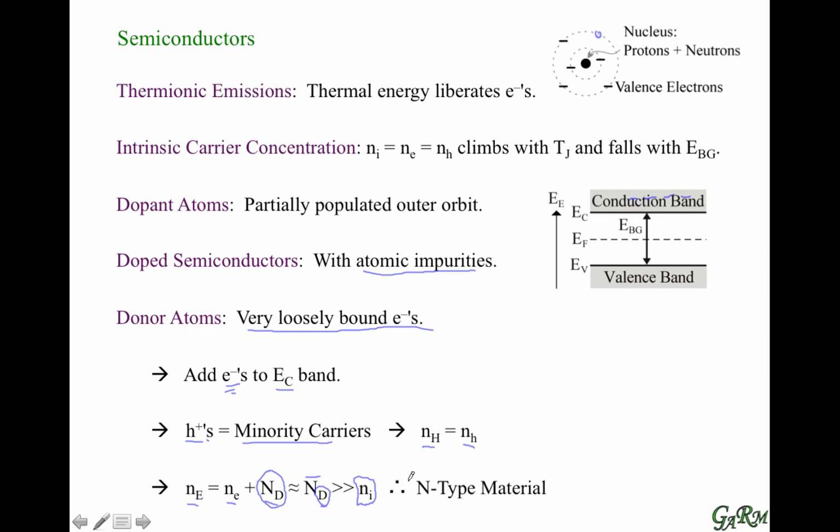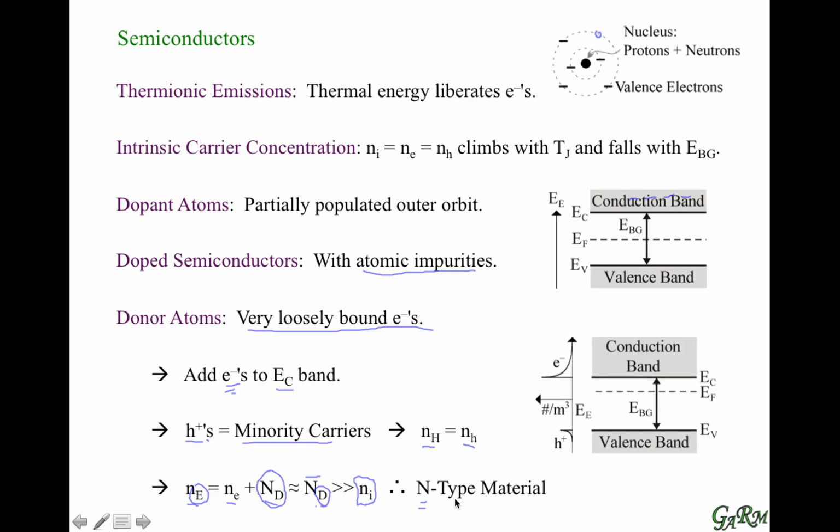So what we're saying here is that we're taking a semiconductor and we're adding a whole bunch of electrons to the semiconductor, which are negatively charged. So the material is said to be negative, an N-type material, a negative type material.